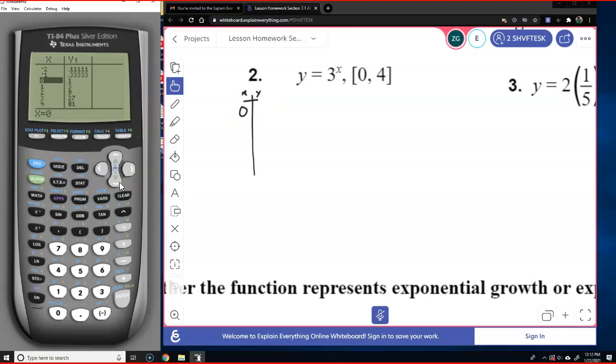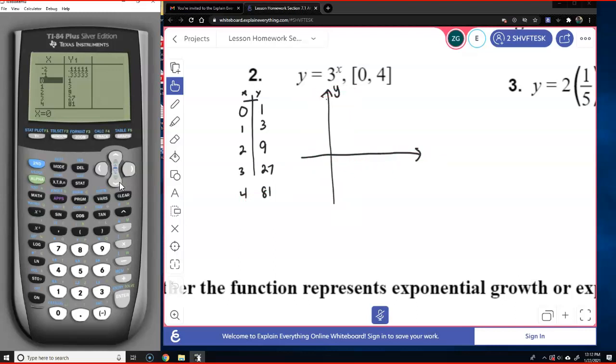So we have 0, 1, 2, 3, 4. When x is 0, y is 1. When x is 1, y is 3. When x is 2, y is 9. When x is 3, it's 27. And when x is 4, it's 81. So your graph looks just like this. I'm going to go ahead and sketch that graph.